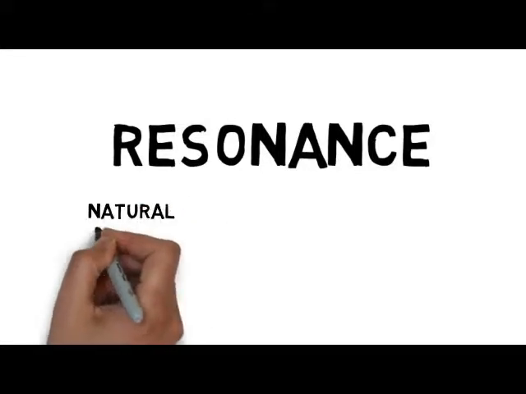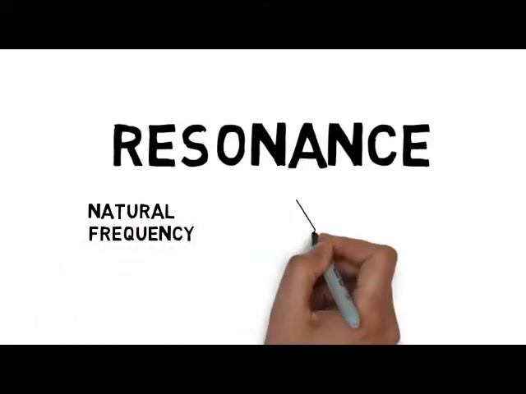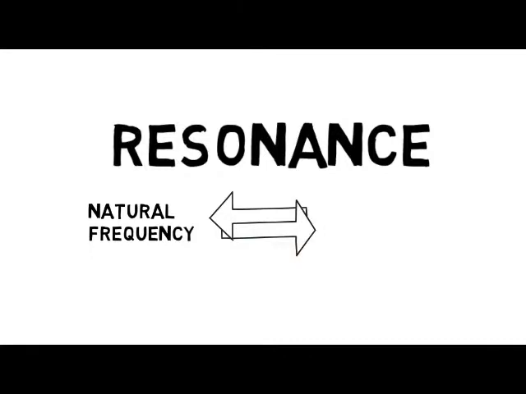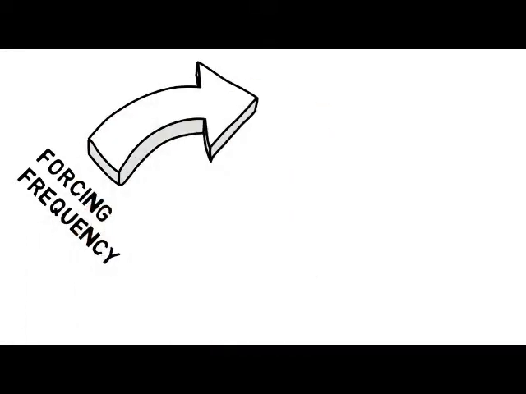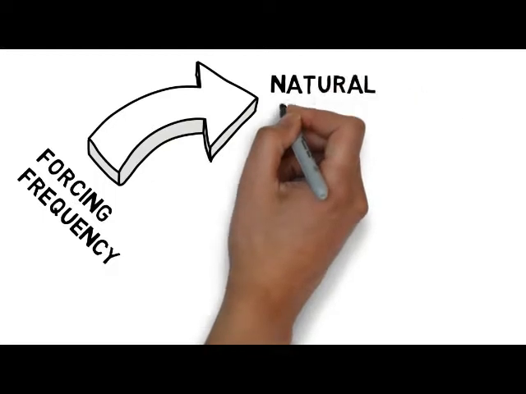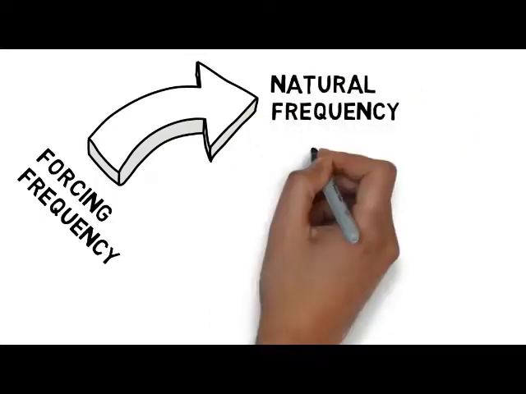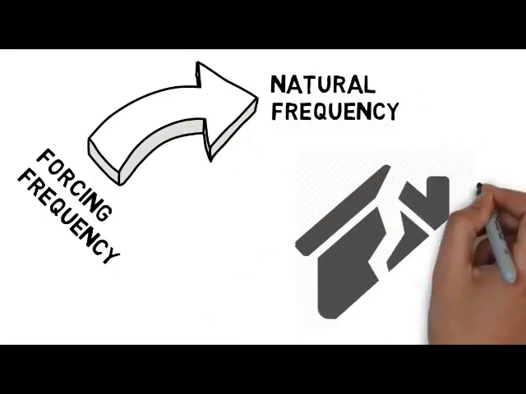It's called resonance. It happens when the natural frequency of the bridge is equal to the forcing frequency exerted to the bridge. The closer the forcing frequency is to the natural frequency, the higher the resonance, and this will cause disaster to happen.